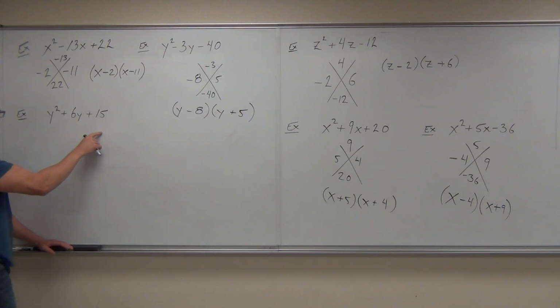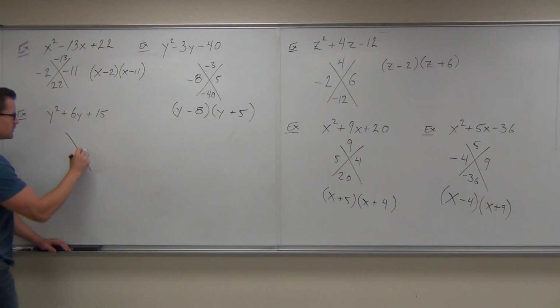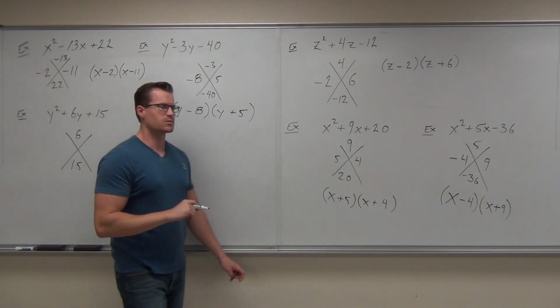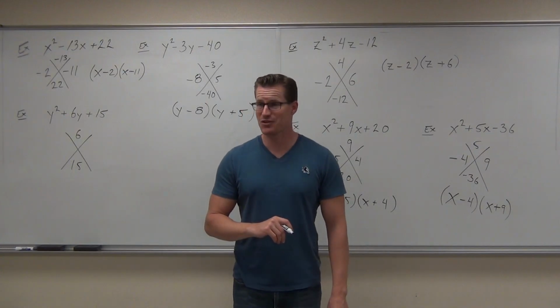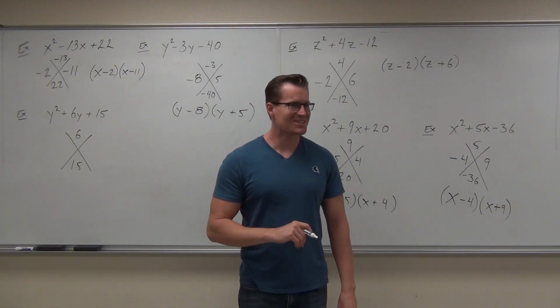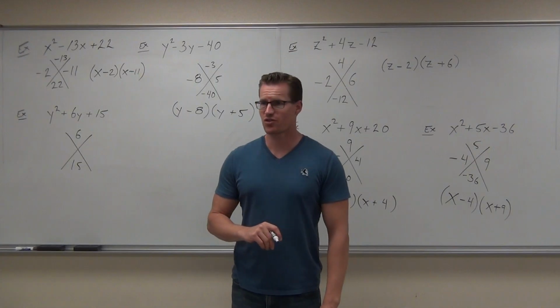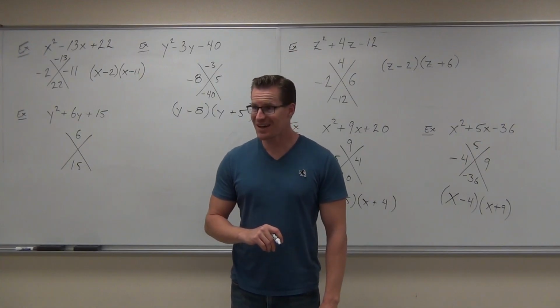GCF? No. In order? Yeah. Well, 3 terms means diamond problem. Number here is? 6. Number here is? Give me 2 numbers that add to 6 and multiply to 15. I dare you. Can you find? Did you try it at least? Okay, how long did you spend trying it? A long time, right? I gave up.